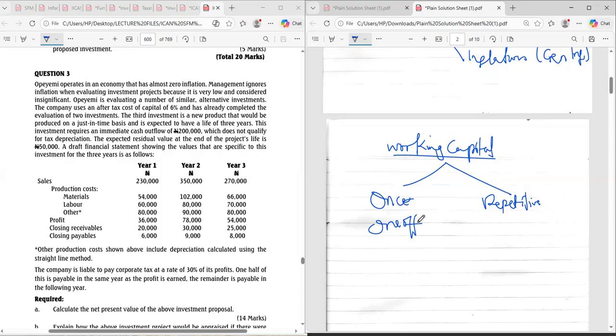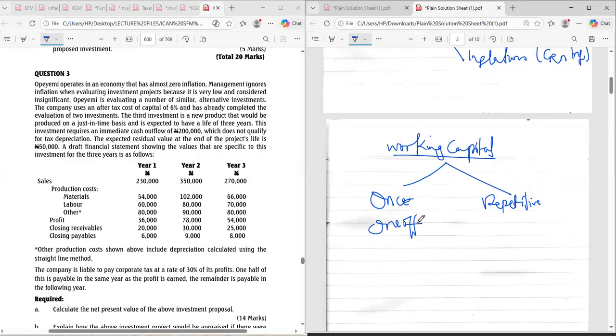Repetitive is that you incur working capital like every year, all through the life of the project. And I think it's common, because if you spend money to do a project, you have to spend money to service that project. Okay. So you see repetitive what? Working capital.